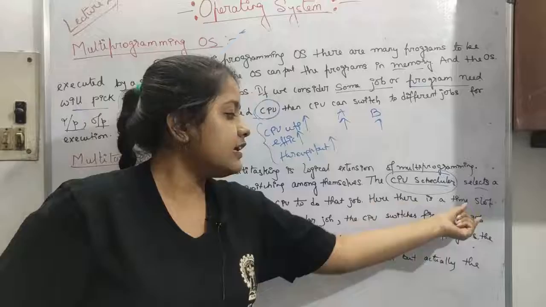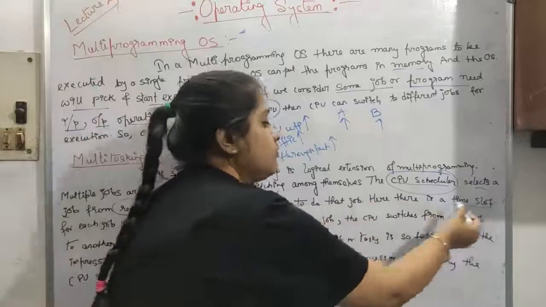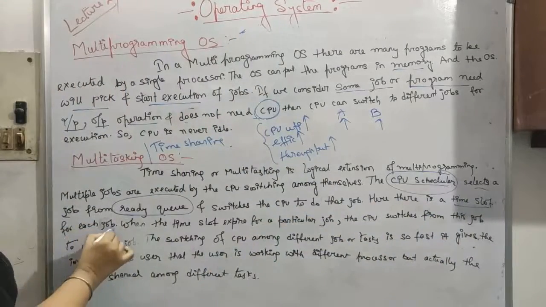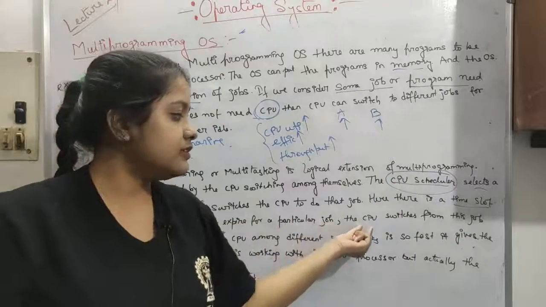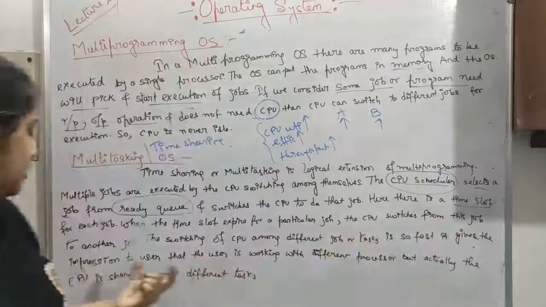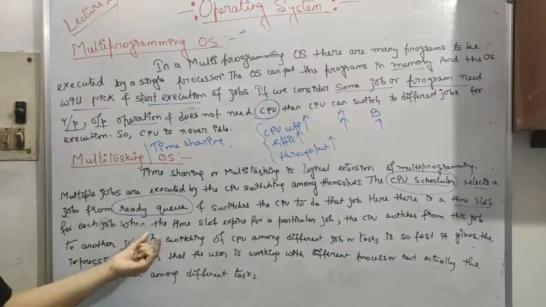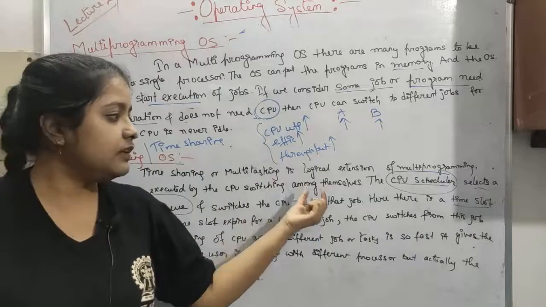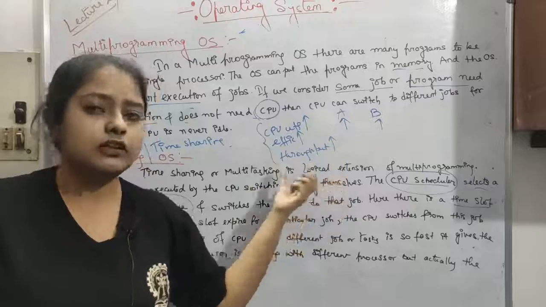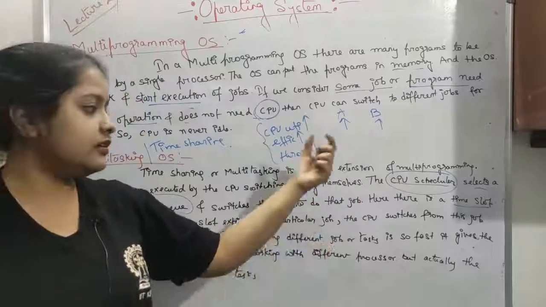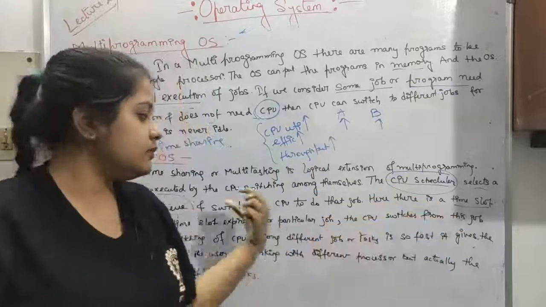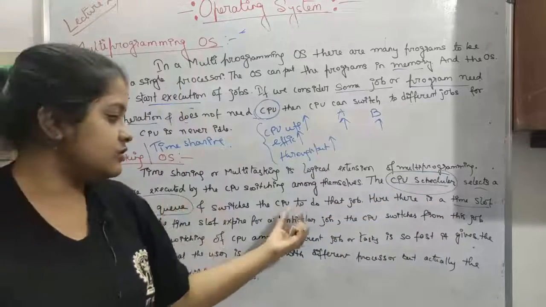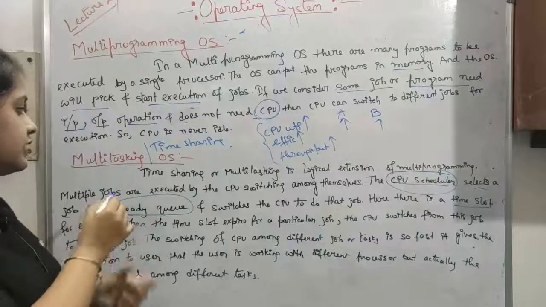Here there is a time slot. There will be a time slot for that particular job. When the time slot expires for that job, the CPU switches from this job to another job. Every job will be given a particular time slot, some XYZ will be given. Once the time slot is over, the CPU will move on to the next job. That's why it is called time sharing.